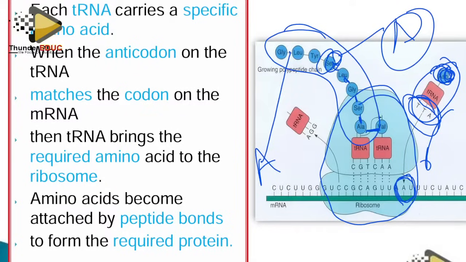So, guys, I think you got it. So each transfer RNA carries an amino acid. When the anticodon of the transfer RNA matches the codon of the messenger, the transfer RNA brings the required amino acid to the ribosome. Then the amino acids are attached by peptide bond to form a required protein. Simple. Guys, don't make a mistake of going on when you don't know how to label this.